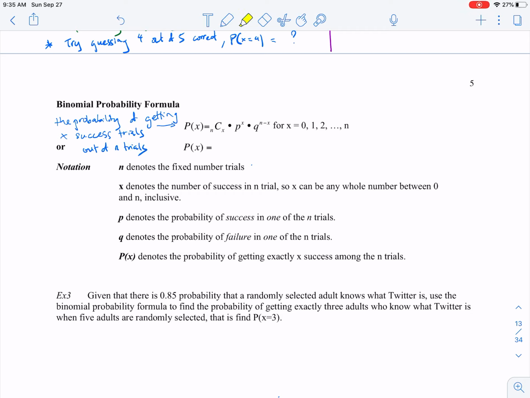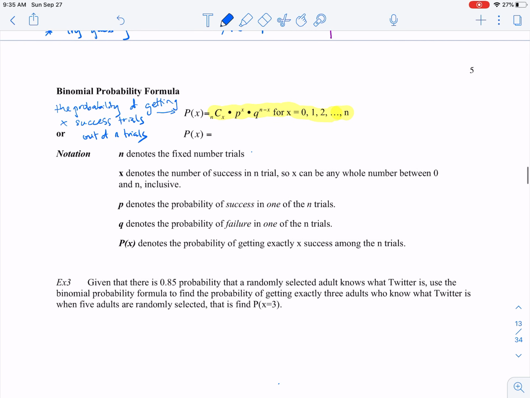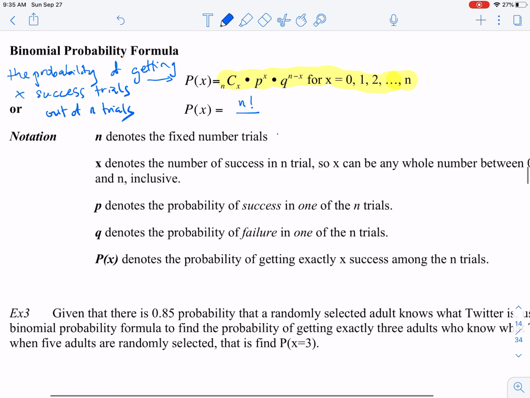So here's the formula. It is NCX times P to the X power times Q to the N minus X, and this is for X's discrete values, so from 0 up to N. NCX is the combination formula, so it is equal to N factorial over N minus X factorial times X factorial. P to the X times Q to the N minus X, and Q we can look at as 1 minus P. So the factorial, combination and permutation formulas are from the previous chapter that we skipped, but we don't need to know too much about it to figure out how to do this using a calculator.